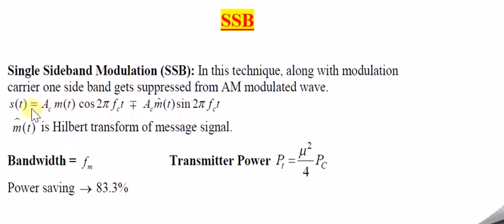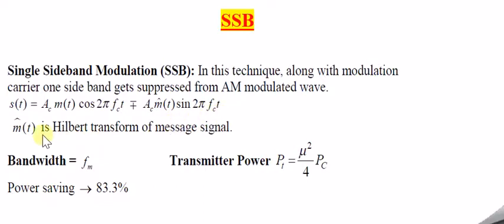Again, S of t is the final modulated message signal. The final modulated signal S of t is given by S of t equals Ac m of t cos 2 pi fc t, that is cos omega c t, where omega c is substituted as 2 pi fc, plus or minus Ac m cap of t sin 2 pi fc t, that is sin omega c t.